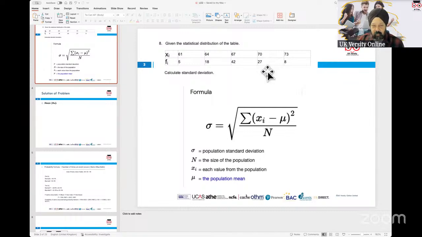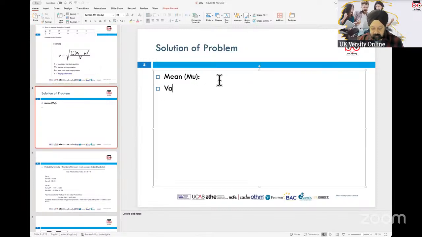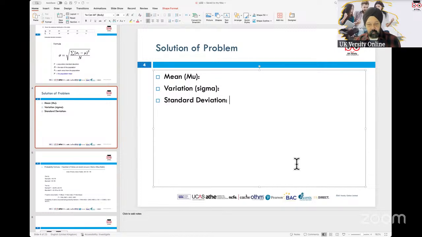And then I need to look at the variation. So the second point is to calculate the variation, which is essentially the sigma symbol, if I write it down here. And then finally, I would use that formula to calculate the standard deviation.